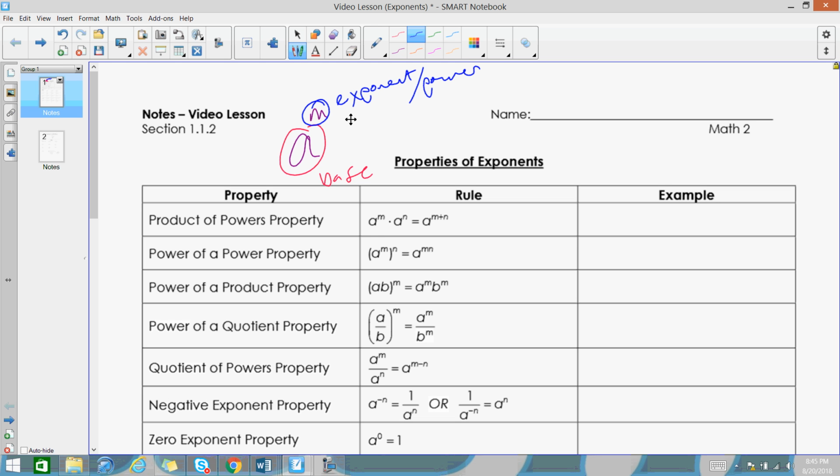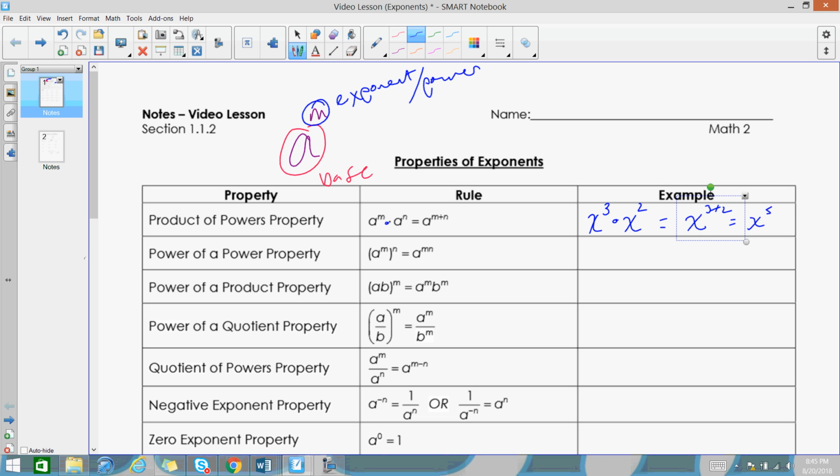So anyway, product of powers means that when your bases are the same and you're multiplying the two together, you actually are in fact adding the exponents. So for instance, if we did x to the third times x to the second, because the bases are the same, all you do is you add the exponents. 3 plus 2 is 5, x to the fifth power. And that's what the product of powers property is.